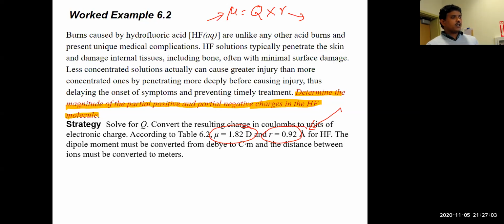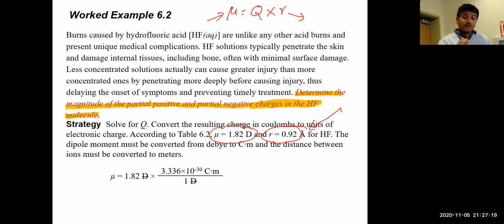Okay, let's focus on the dipole moment value now. The dipole moment is 1.82 Debyes. Debye is not in coulombs and meters yet, so we are going to use the conversion factor: 1 Debye is equal to 3.36 times 10 to the power of -30 coulomb meters, so that we can cancel the Debyes, the unit, and end up with the dipole moment in coulombs times meters, which is necessary for us to get the final answer in coulombs.